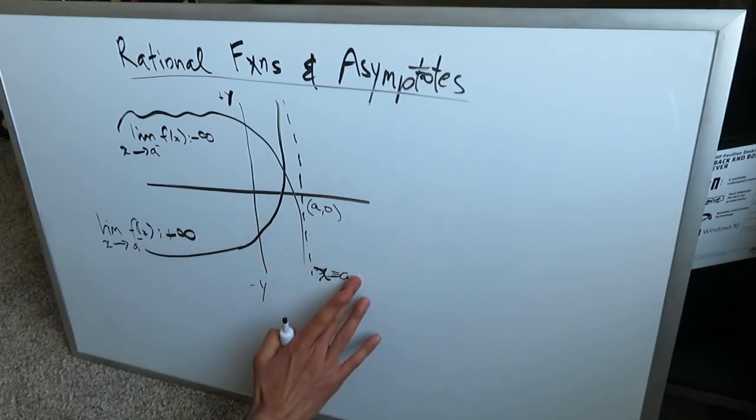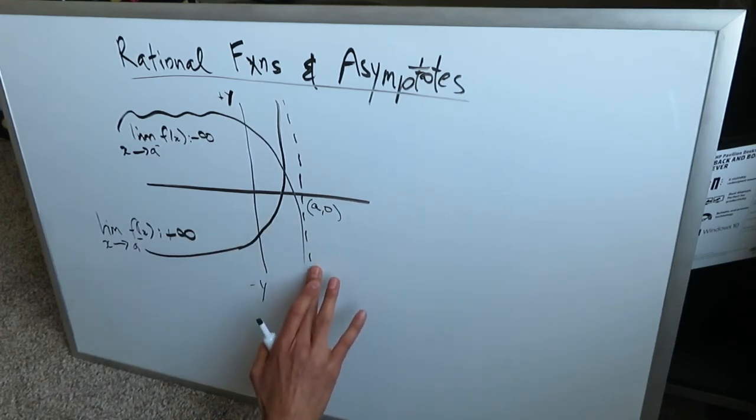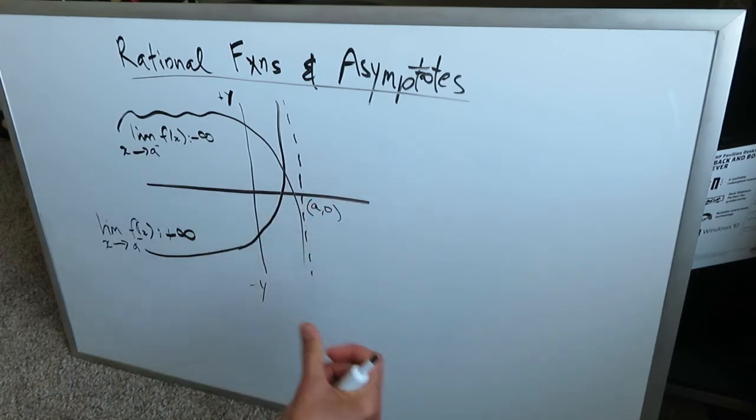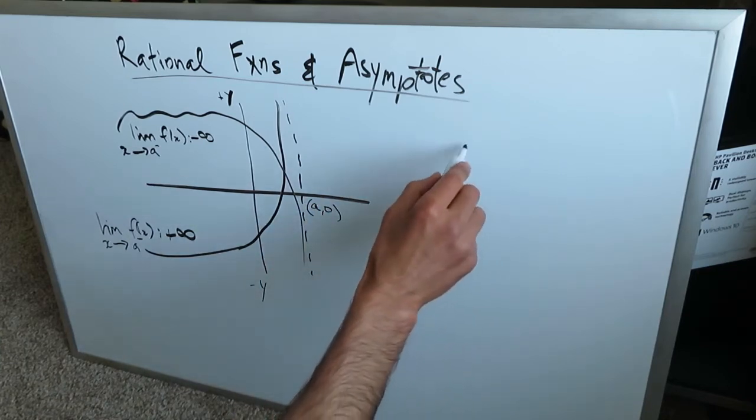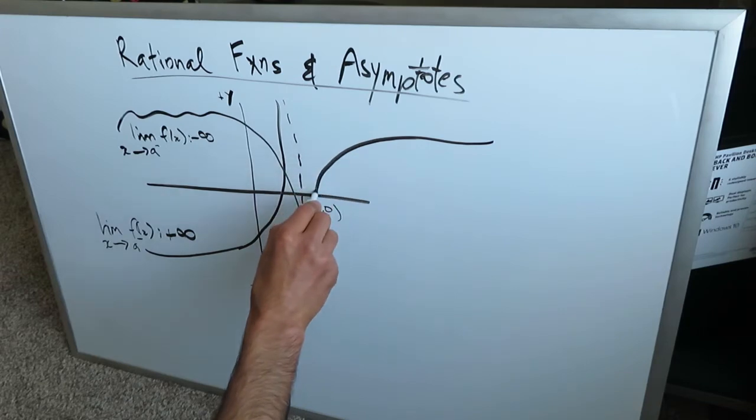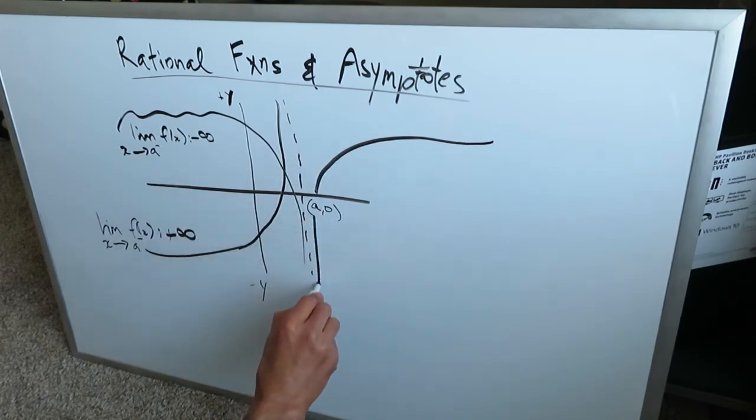Let me erase this. Let's look at the same type of asymptote, but we're approaching it from the other side. Look at what happens over here. We have a function which comes over here, then it just shoots down, and it shoots down here. How will we write this?